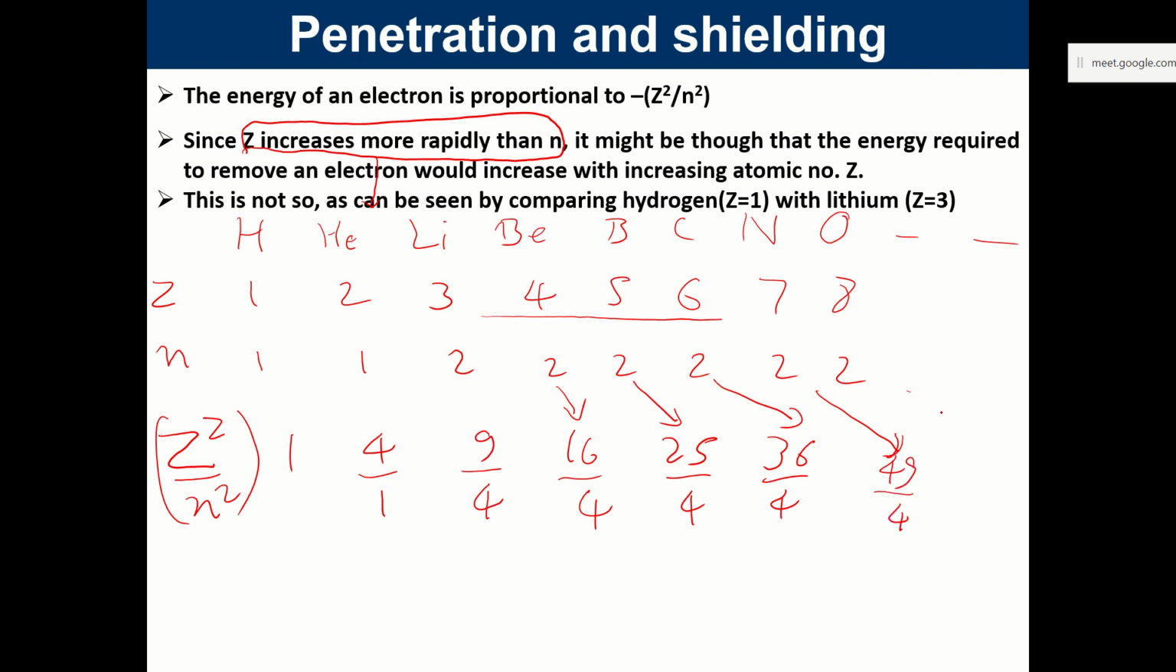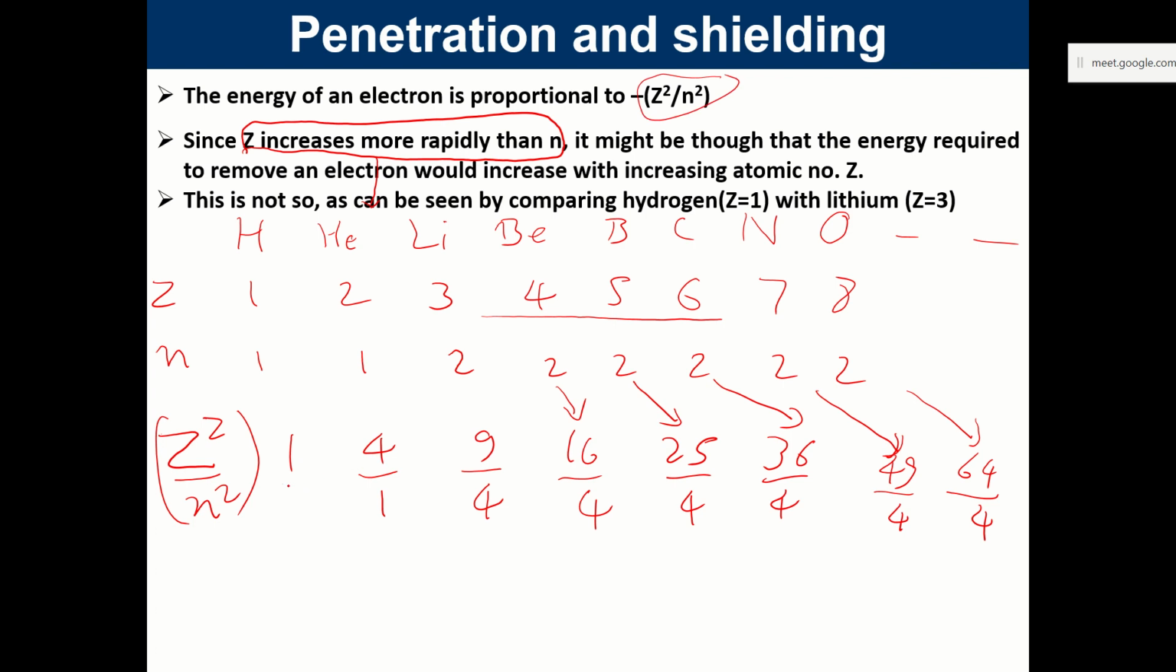So you realize, you see, Z square increases more rapidly. That's what we say. So Z square by n square is fast increasing. Z increases fast, so the numerator changes very fast.